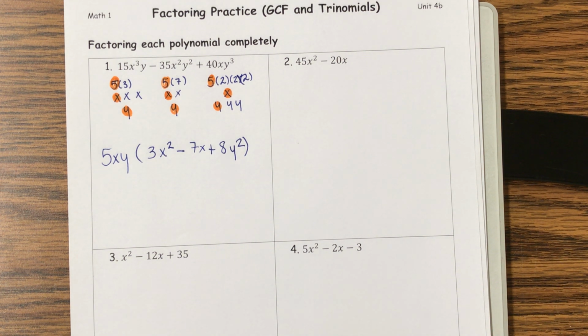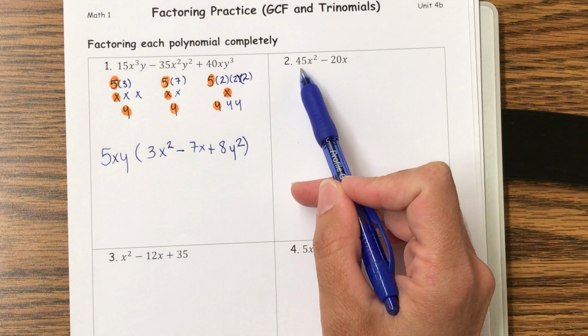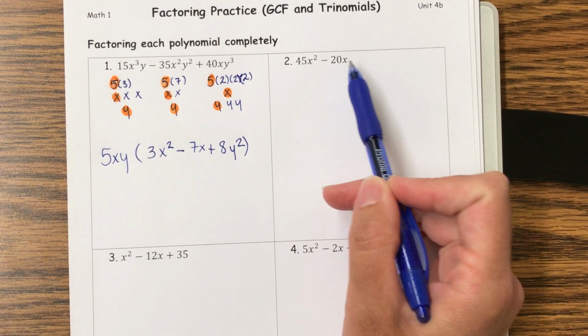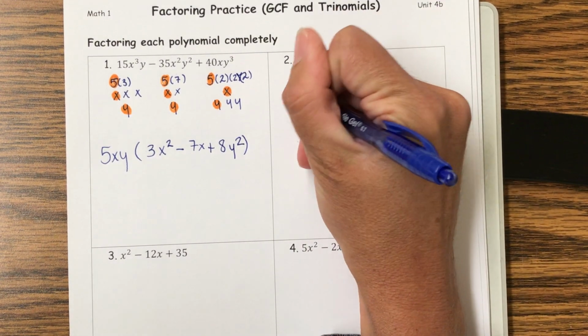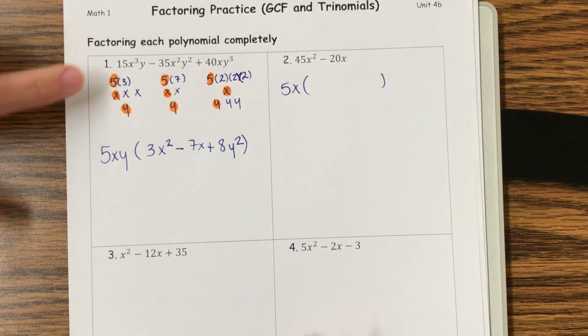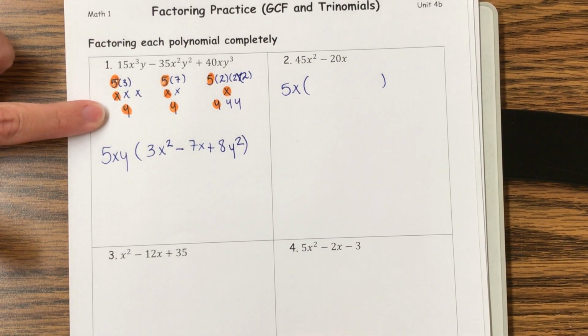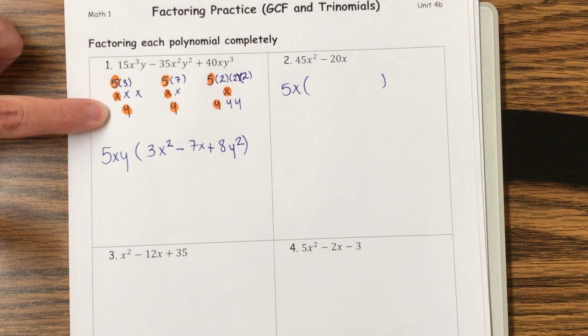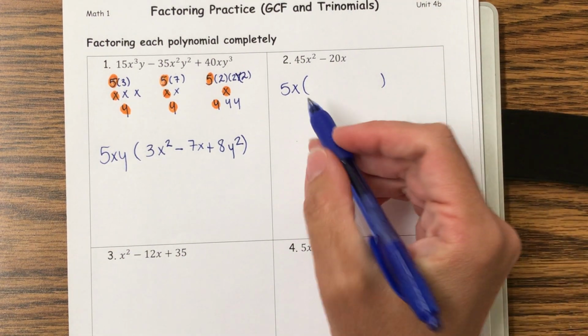So what about the second one? Well, in number 2, if you already see what the GCF is, you can tell they're both divisible by 5 and they both have an x in common. My GCF is 5x. There's really no point in this step here. This just helps to break it down to help you find the GCF. So I have my GCF.